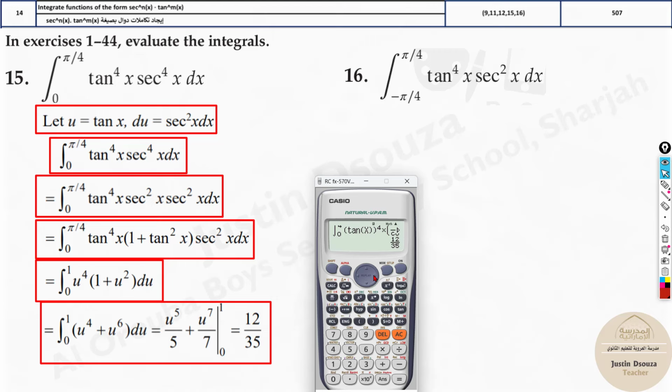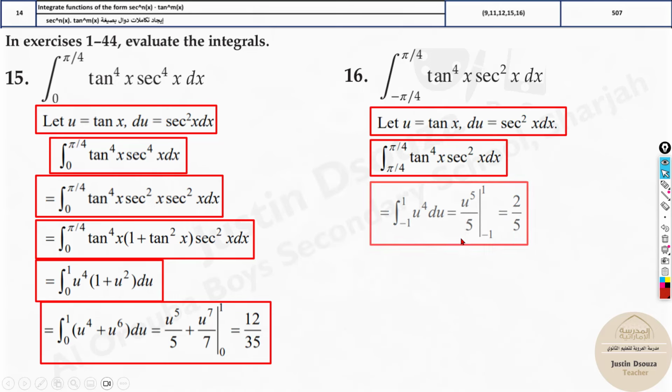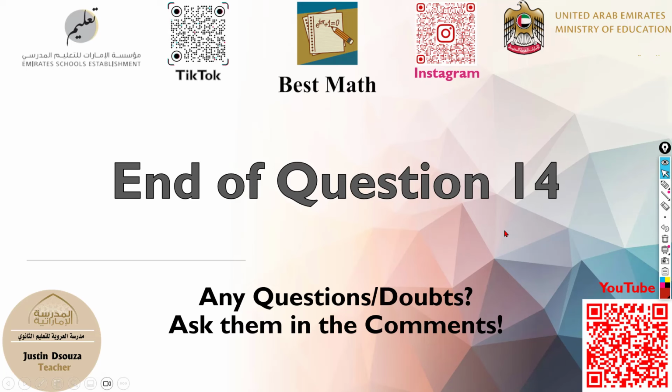Now, what about this? It's the same thing, so I'm going to leave the same powers. It's tan x to the power 4. This is power 2, so I'll just change this power here. And what are the limits? Here it is negative pi by 4, so it's shift pi divided by 4. And the upper limit is pi by 4 itself. It takes some time, and the answer is 2 by 5. So the final answer over here is 2 by 5. That's how we solve it, and that's the end of question 14.